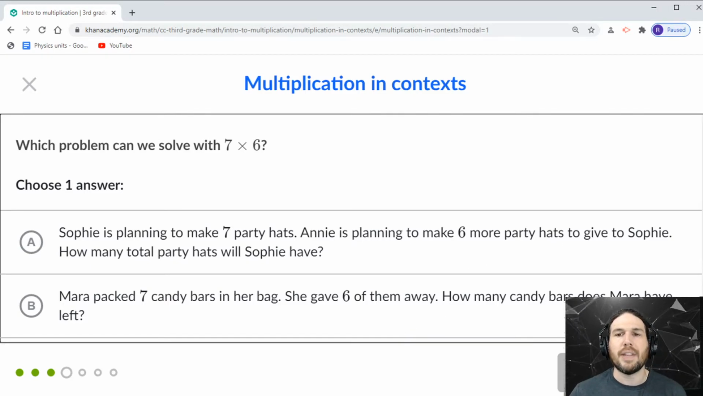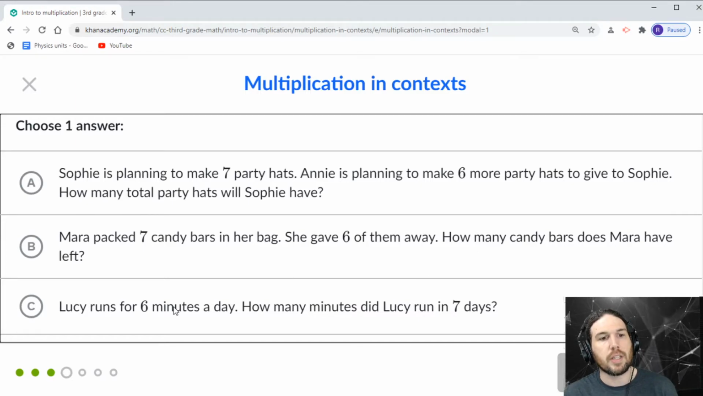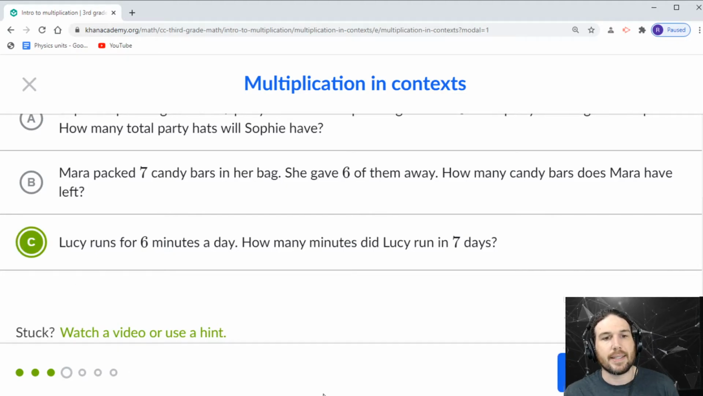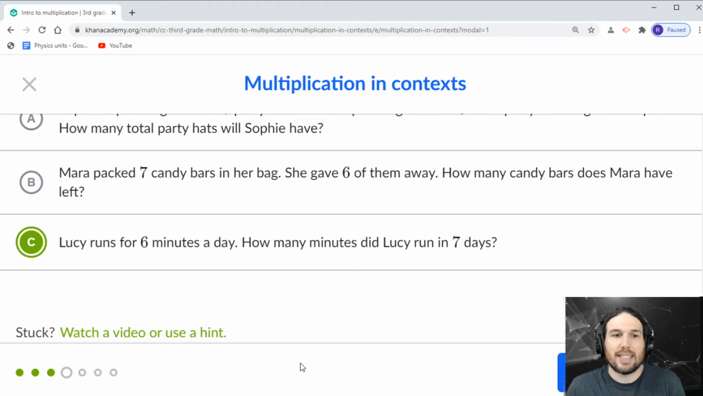And I love these kinds of problems. I cannot overstate how much I love these kinds of problems, because it means taking these multiplications and these additions and these subtractions and making them mean something. If Lucy runs for 6 minutes every day for 7 days, that's when you multiply. It's 7 groups of 6, 7 sixes.